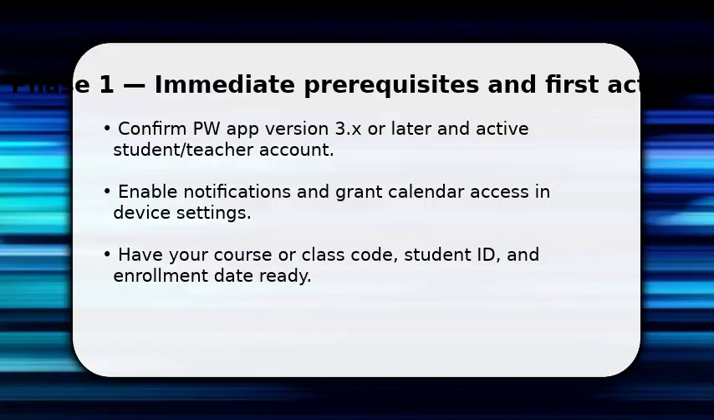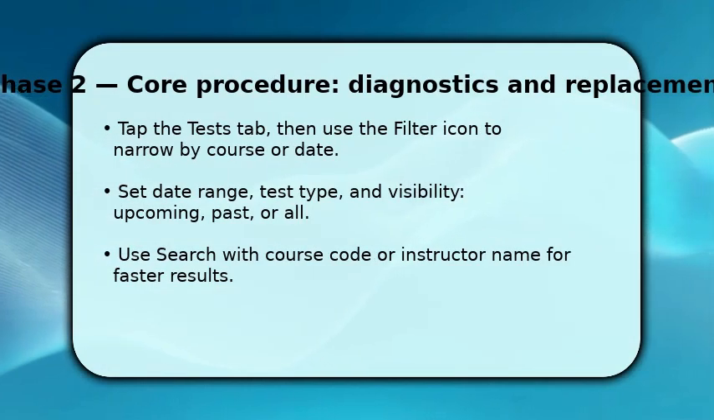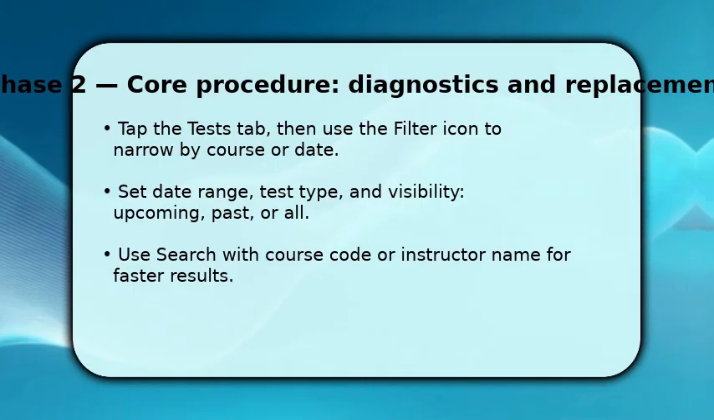This first actionable step loads your personalized test list. Make sure you have your course code or student ID handy. If the list is long, you now refine the results so you only see relevant entries. Tap Tests, then press the filter icon. This is where precision matters.